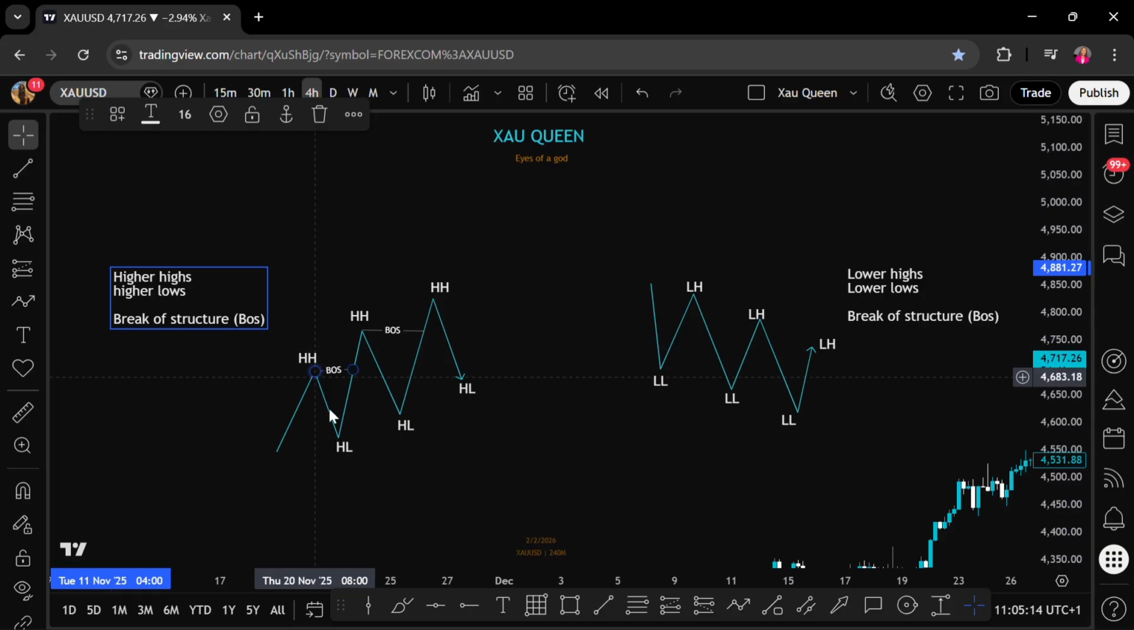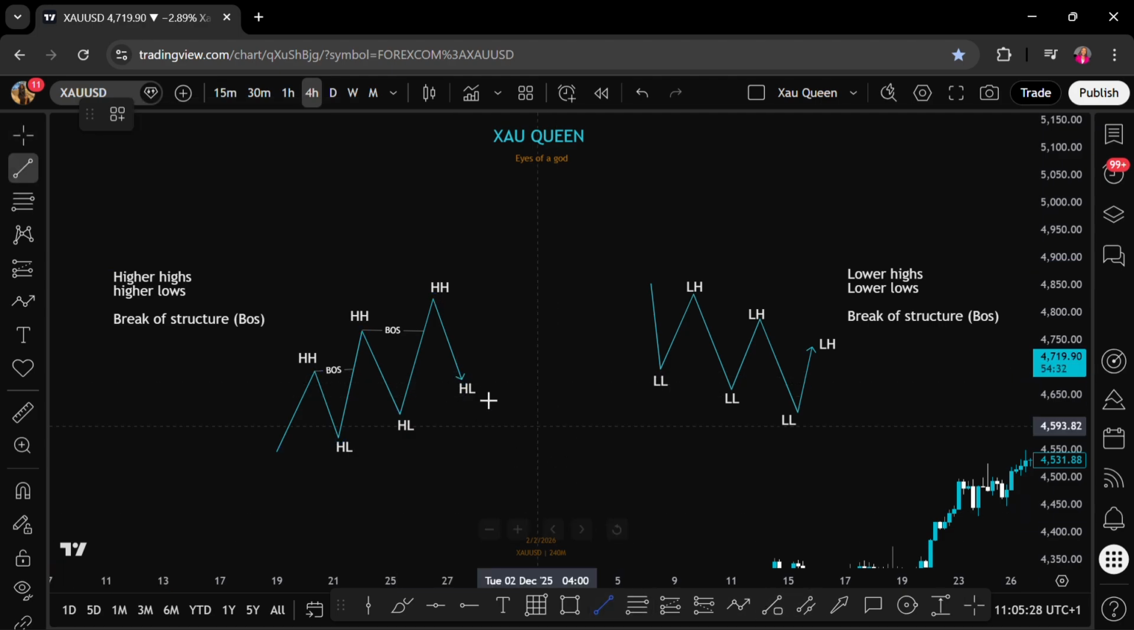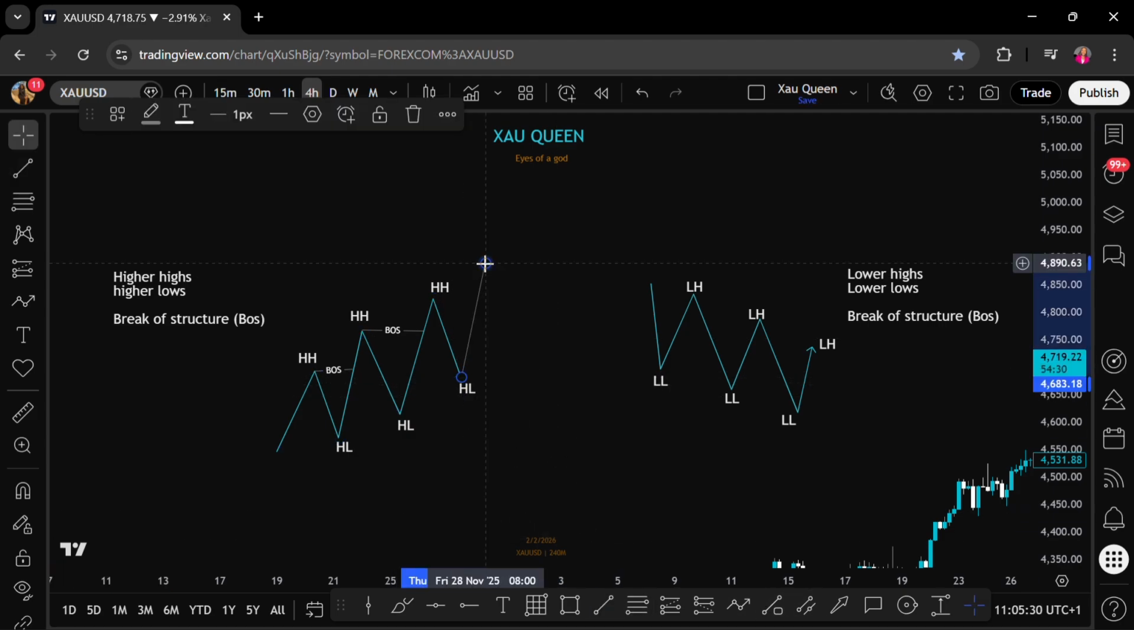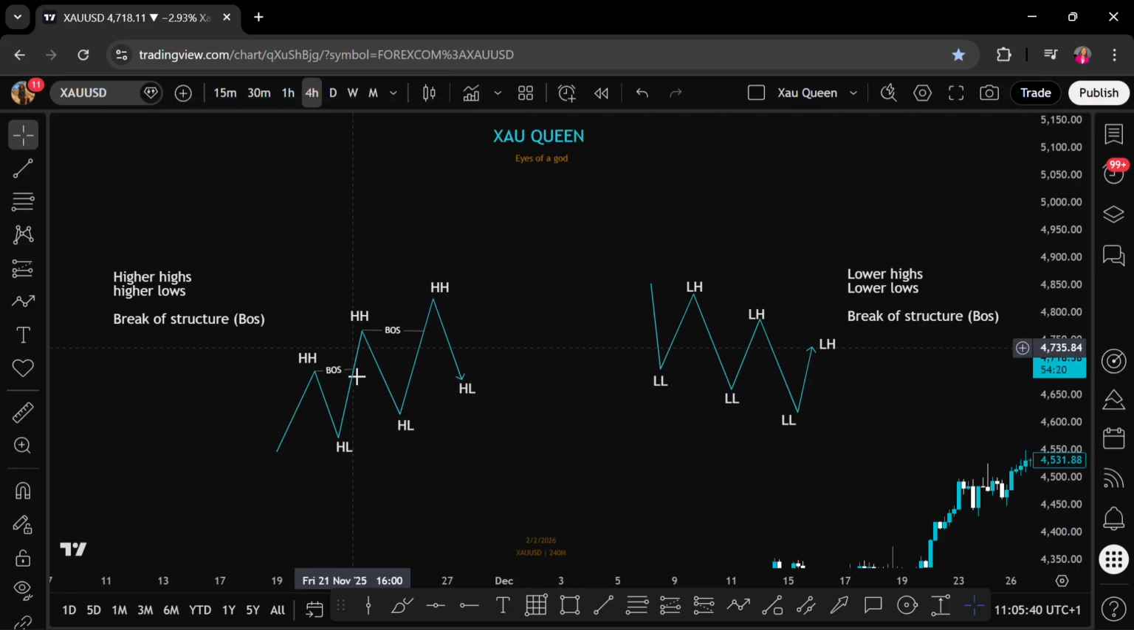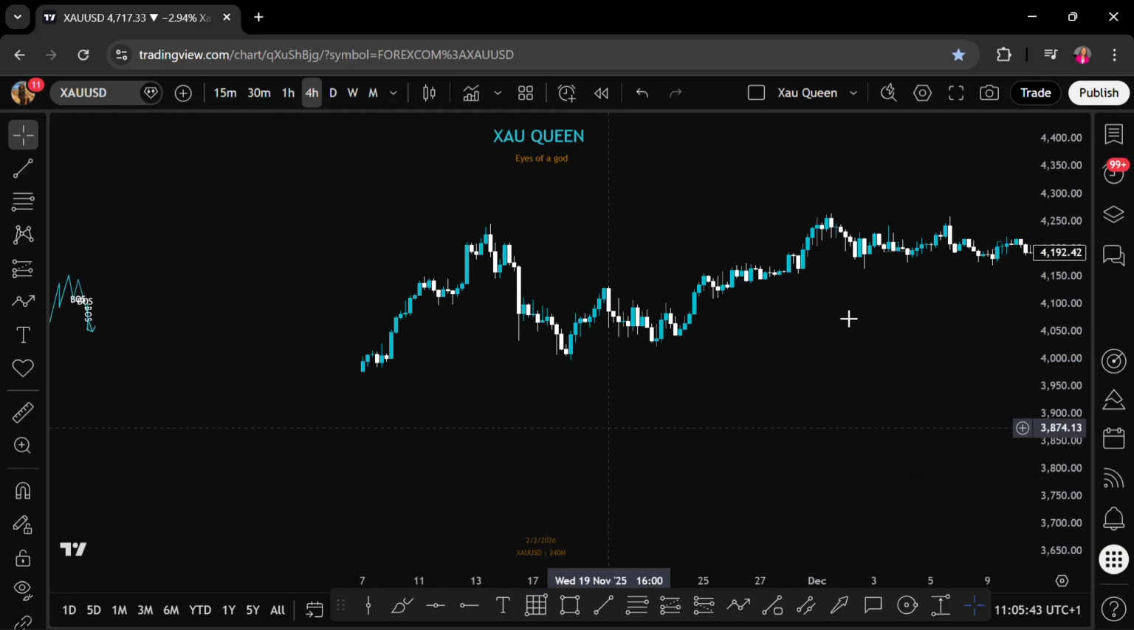In this scenario, we got a body close above this one, validating it as a break of structure. Here too, we got a body close above, validating it as a valid break of structure. So what we expect this one to do is to come and take out this high, giving us another higher high, and then breaking above with a body, giving us a break of structure. So let me show you what this looks like on the chart.